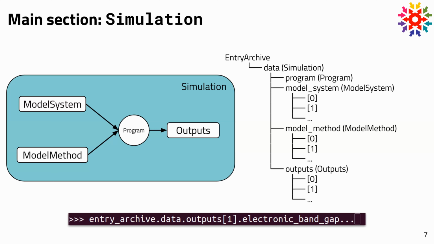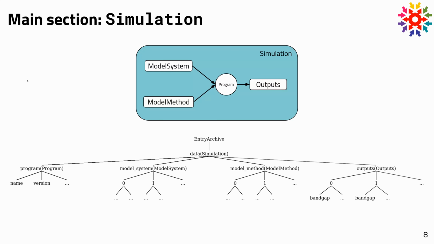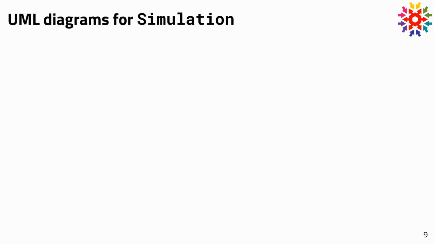Then you go to data, to outputs, take the first element, and then you go to the electronic binder, and then you get the value or whatever information you want. And you can also visualize this as a tree in these relations. So before we jump, let's go first to these UML diagrams.